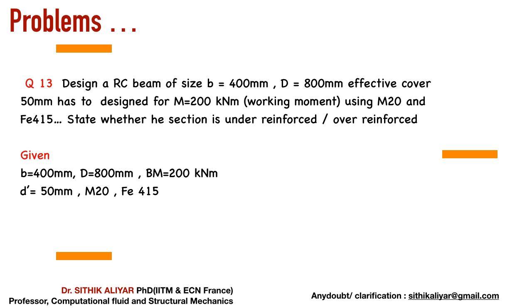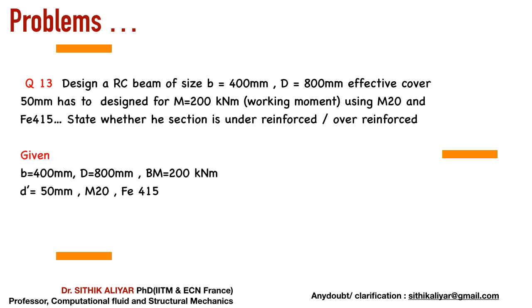So the next problem is a design problem. They are asking you to design the beam. Design means, as I already told you, for a singly reinforced section we have to determine how much steel is required. In most cases they will give you the width and depth. Here the given width is 400 mm, the overall depth is 800 mm, which is quite large, and the effective cover is 50 mm. Effective cover is the distance between the lowermost end of the beam and the center of the reinforcement. It has to be designed for a working moment of 200 kilonewton meter.